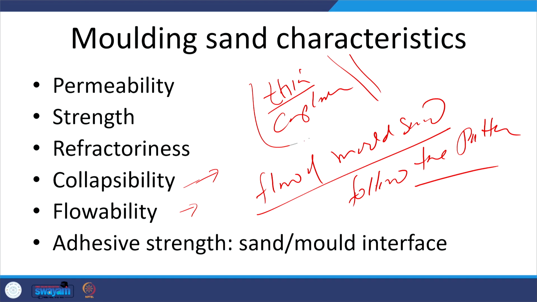It is difficult to make sure that the molding sand flows and follows through the thin sections and especially the complex geometries. Once it flows, we will be able to produce the desired features on the mold surface, and we will be able to produce castings of the desired shape.